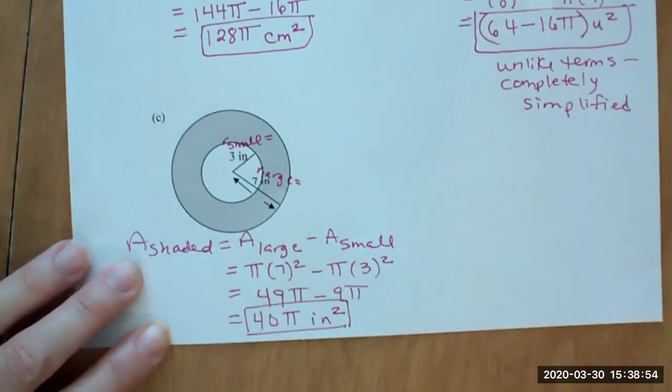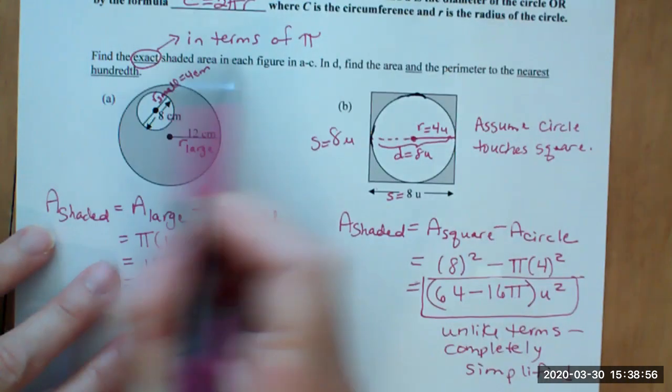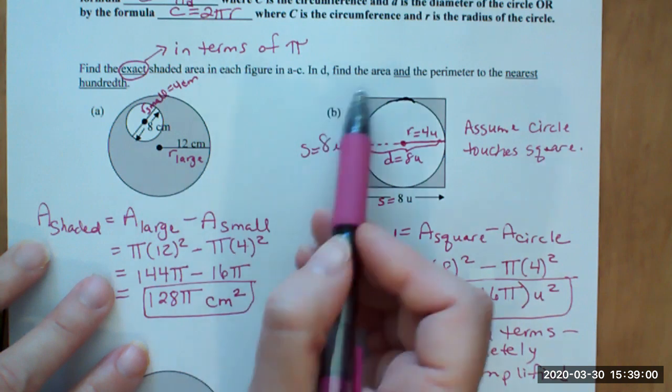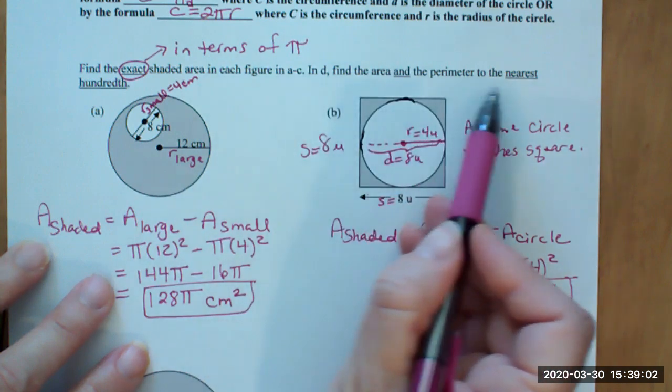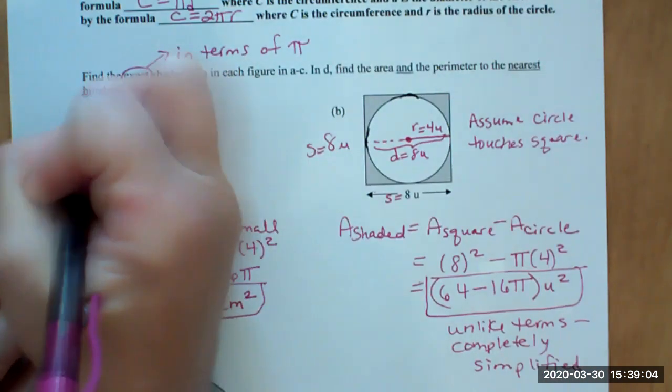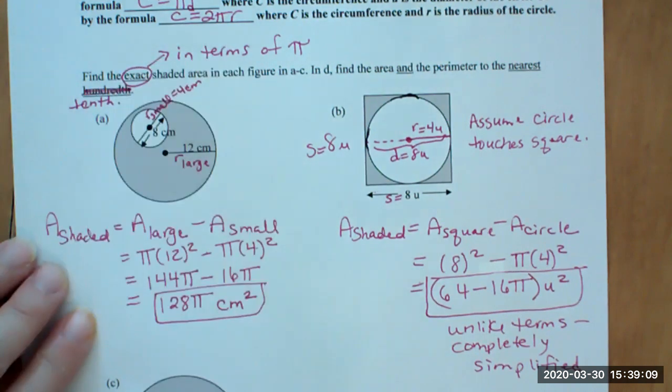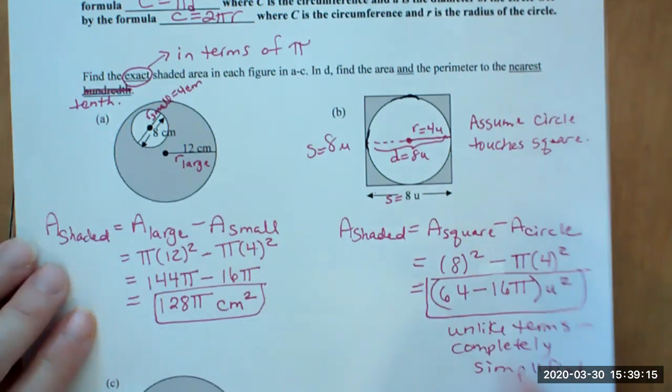Okay? So for all of these, remember that we wanted exact answers in terms of pi. In part D, we'll find the area and the perimeter. And actually, I'm going to change this. We'll do this to the nearest tenth. I think it'll be a little bit easier than the nearest hundredth. Okay. On your copy, I'll make sure when I post it to type the nearest tenth there.